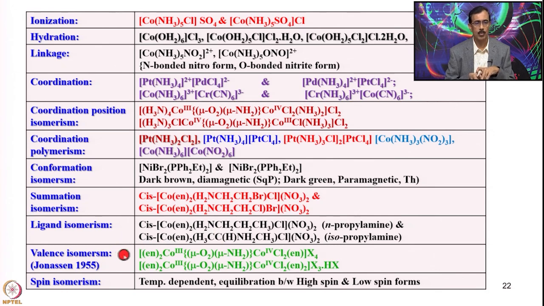And valence isomerism was proposed by Jorgensen in 1955. He was one of the students of Jorgensen. And here you can see the valence isomerism, where the valency varies. Okay. And then spin isomerism is also shown in complexes wherever the magnetism is temperature dependent, or sometimes with temperature a high spin complex becomes a low spin complex, and a low spin complex becomes a high spin complex when it is cooled. This is called spin isomerism. That means we have several isomerization processes, and there are some examples in each case.